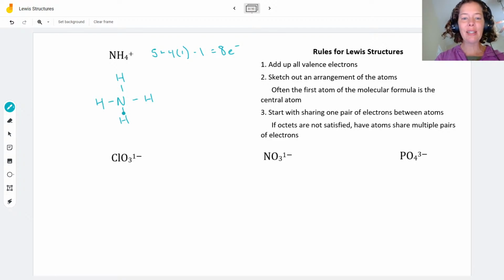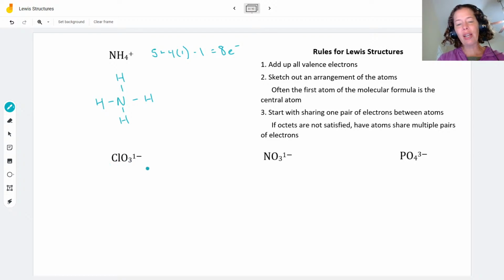Let's check octets. You can tell nitrogen here does have 8 electrons around it. That's fine. Remember, hydrogens only want 2. So each of these single bonds for hydrogen satisfies its octet. This is the valid Lewis structure. That's it. That one was actually pretty easy, which is why I like to start with it.